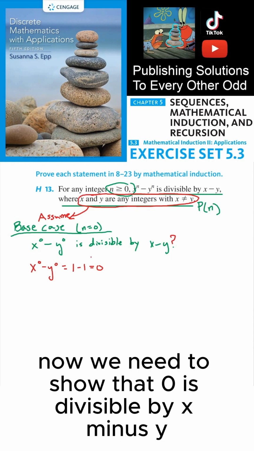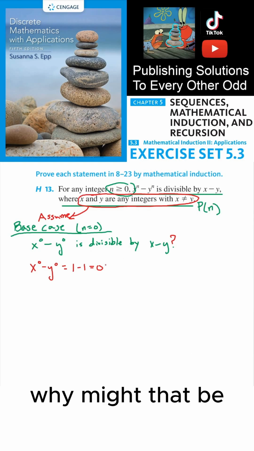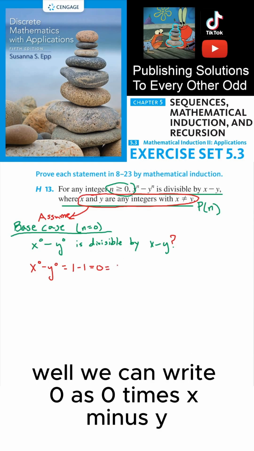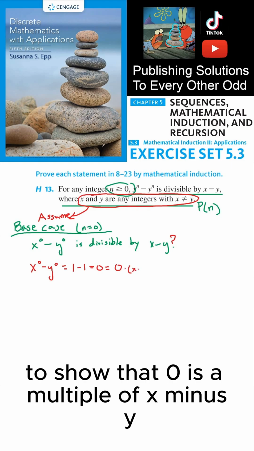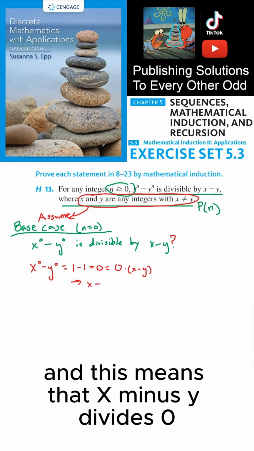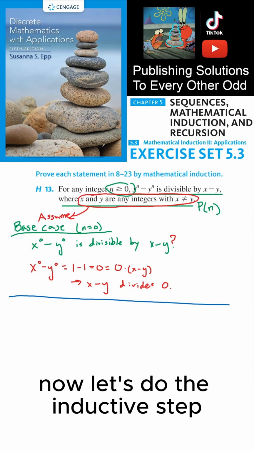Now we need to show that 0 is divisible by x minus y. Why might that be? Well, we can write 0 as 0 times x minus y to show that 0 is a multiple of x minus y, and this means that x minus y divides 0. So that's the base case. Now let's do the inductive step.